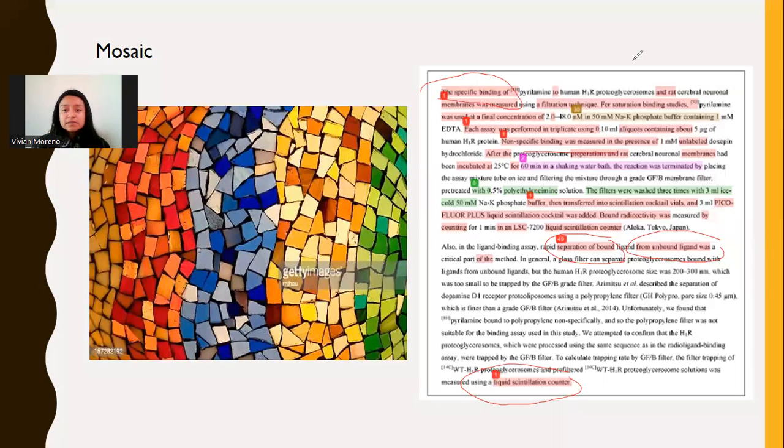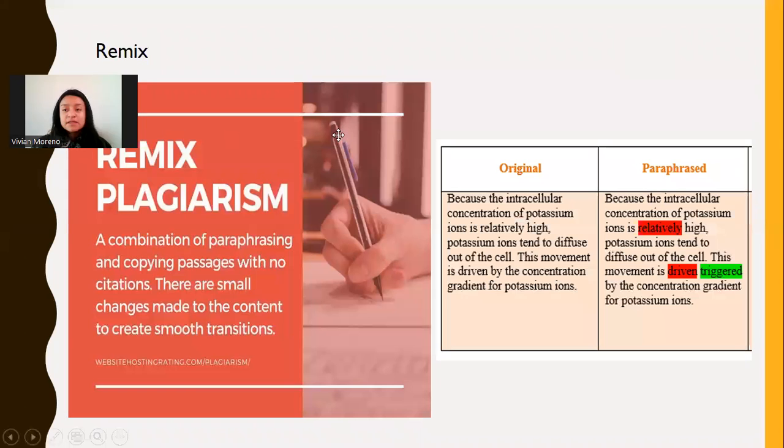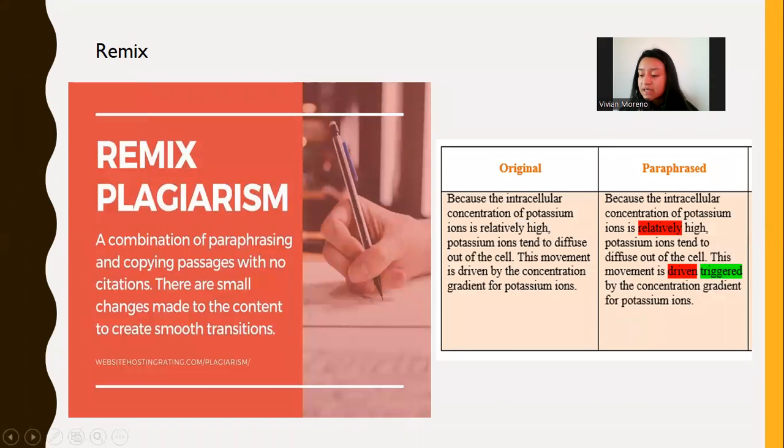The next, let's move on with the next type of plagiarism, which is the remix. What is the remix plagiarism? It's a combination of paraphrasing and copy messages with no citation. There are small changes made to the content to create smooth transitions.